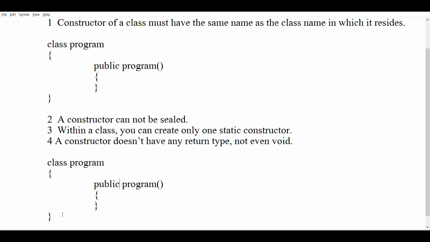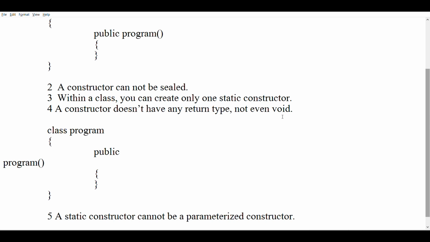Now we discuss the next point. A static constructor cannot be a parameterized constructor, because the static constructor is called before the main method. So at runtime, we cannot assign a value to the static constructor. That's why it cannot be a parameterized constructor.